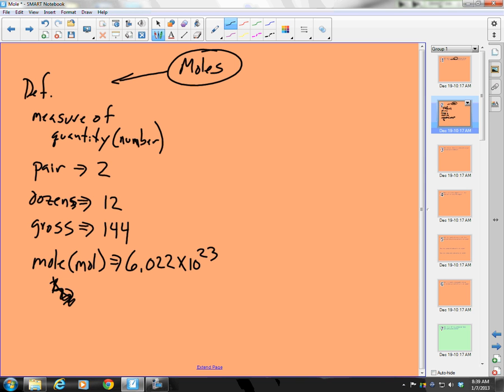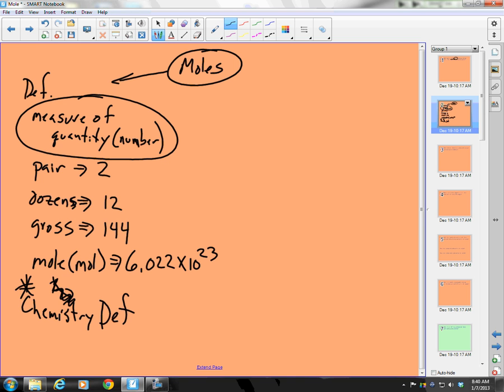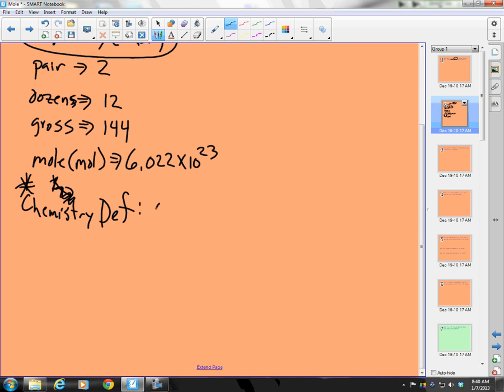This is kind of the general definition of the mole, a measurement of number, measurement of quantity, but I don't think that'll get you points. Here is your chemistry definition, and this is the one I want you to know. It is Avogadro's, he was some dude, he's no longer alive. Avogadro's number of particles. That is my chemistry definition.